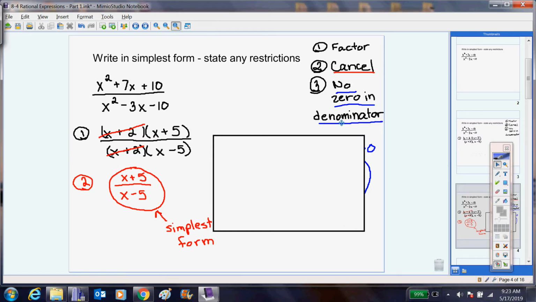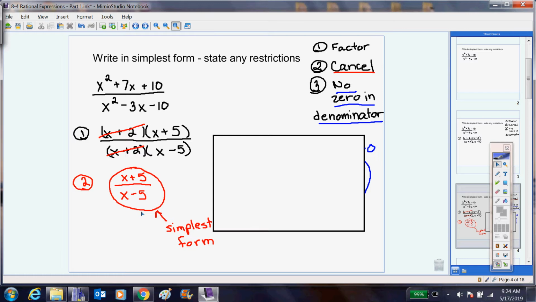But we have to then look to make sure that we count all the restrictions. Anything that makes a 0 in the denominator is off limits. So we have x plus 5 over x minus 5 as our simplest form. So there's one obvious and one unobvious thing that would be a restriction. So what's one thing that x can't be? 5. X can't be 5 because we would get a 0 in our denominator here.